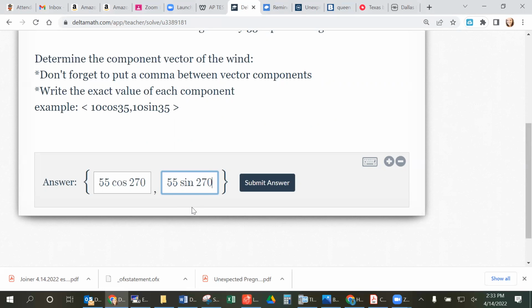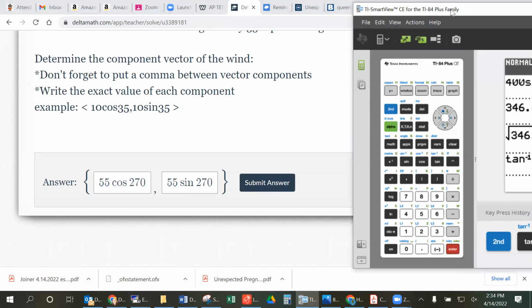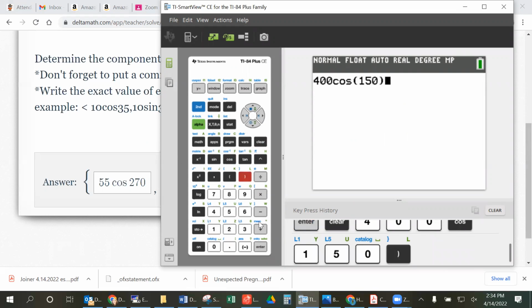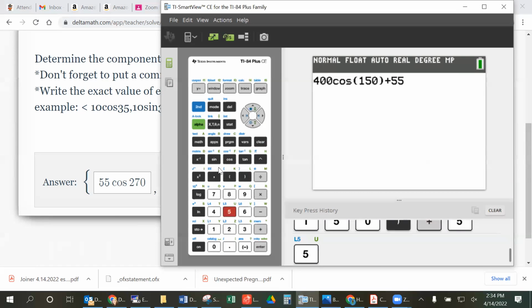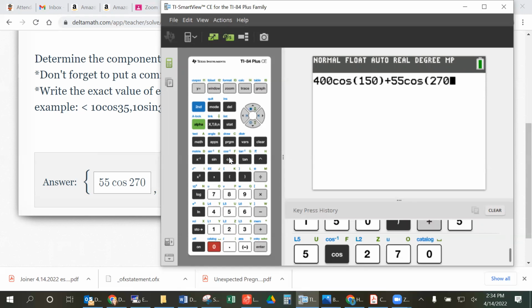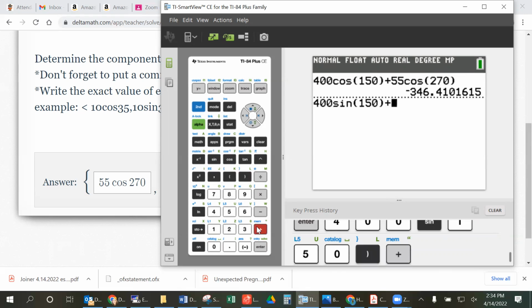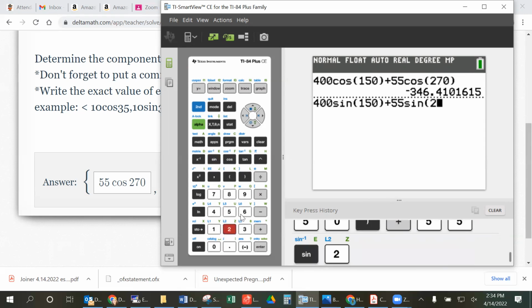We're going to add them. How do you add them? X with X and Y with Y. So pull up your calculator. Okay, and I'm going to type in my X's added together. So I had 400 cosine of 150 plus 55 cosine of 270. That's my X. I got negative 346. Okay, then I'm going to do the same thing for my Y's. 400 sine 150 plus 55 sine 270.